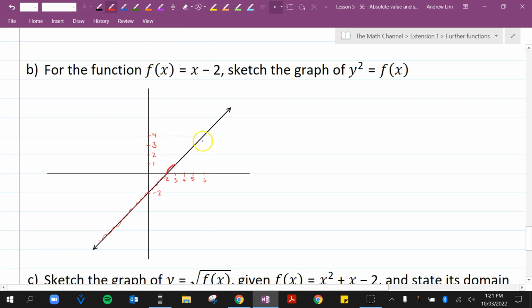Here we've got a y value of 4 when x is 6. The square root of 4 is 2, so it's going to go through there. So it's going to look something like this.